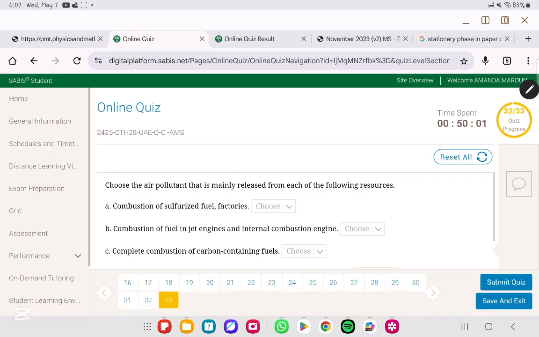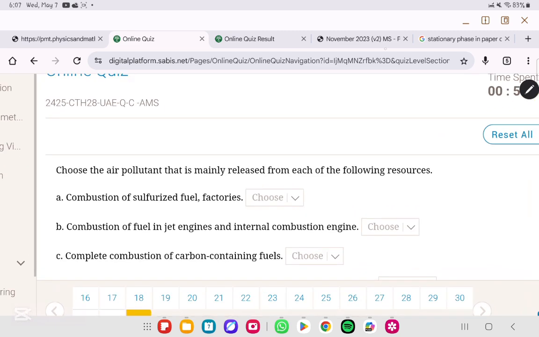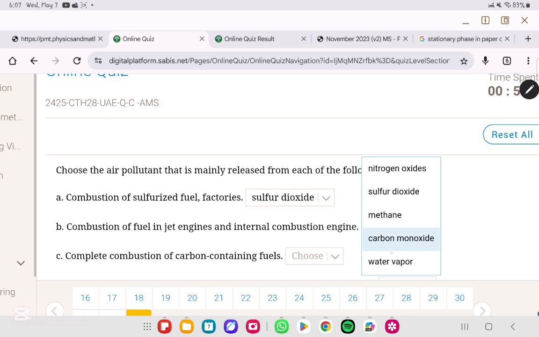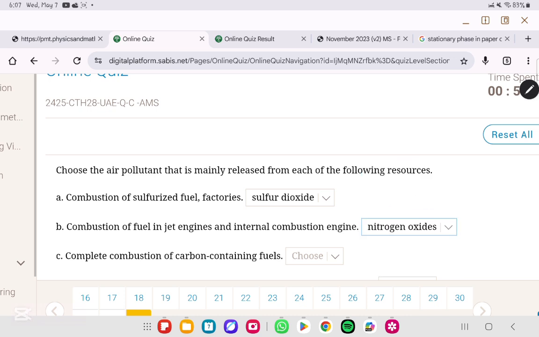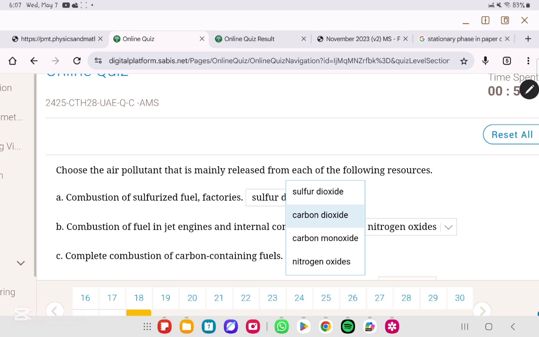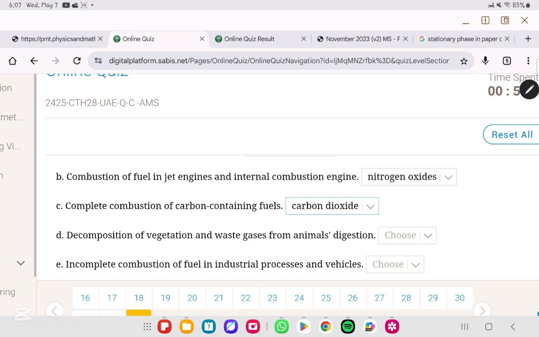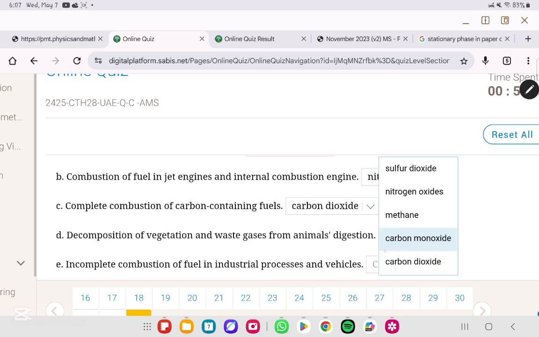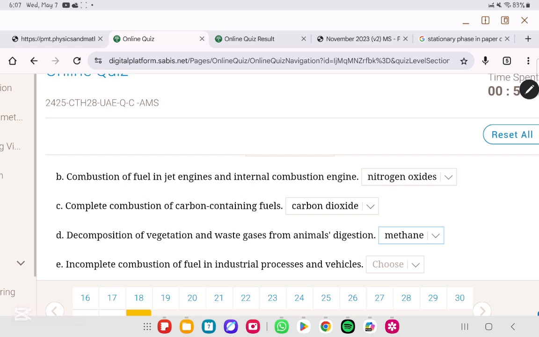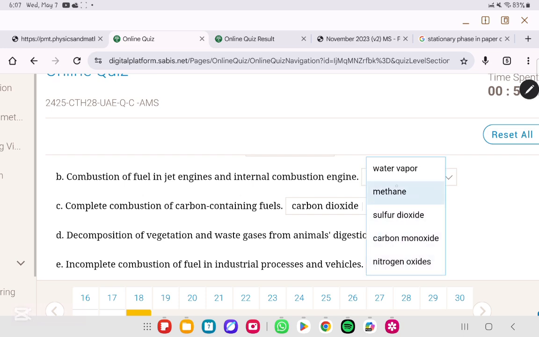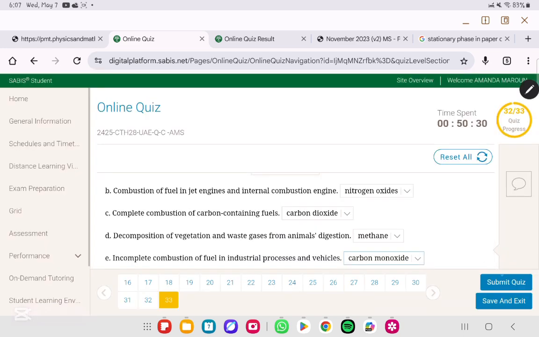We move on to 33. Whenever you see sulfurized fuel factories, you should know that the product is sulfur dioxide. Combustion of fuel in jet engines and internal combustion, this is nitrogen oxides. Complete combustion of carbon-containing fuels, this is carbon dioxide. Decomposition of vegetation and waste gases from animal digestion, this is methane. And incomplete combustion, this is finally what? Carbon monoxide. We finished. We submit the quiz.